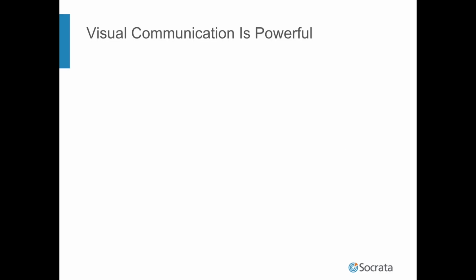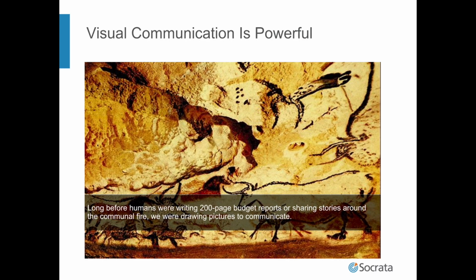It likely didn't take much for us to convince you earlier that storytelling is a particularly compelling mode of human communication. And there's a reason that writers ascribe to the age-old saying of show, don't tell, because visual communication is also incredibly powerful. Long before humans were writing 200-page budget reports or sharing stories around the communal fire, we were drawing pictures to communicate. This is still the case because the human brain is optimized for receiving and processing visual information. So when you can combine data with visual storytelling, you're much more likely to get everyone's attention.